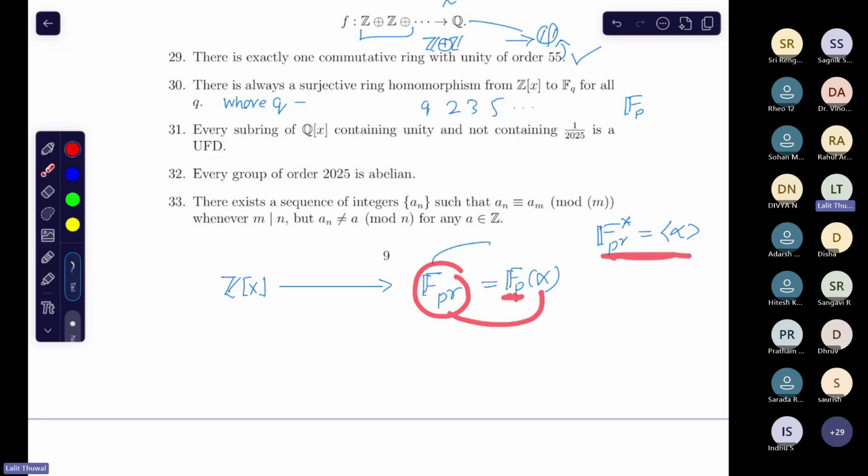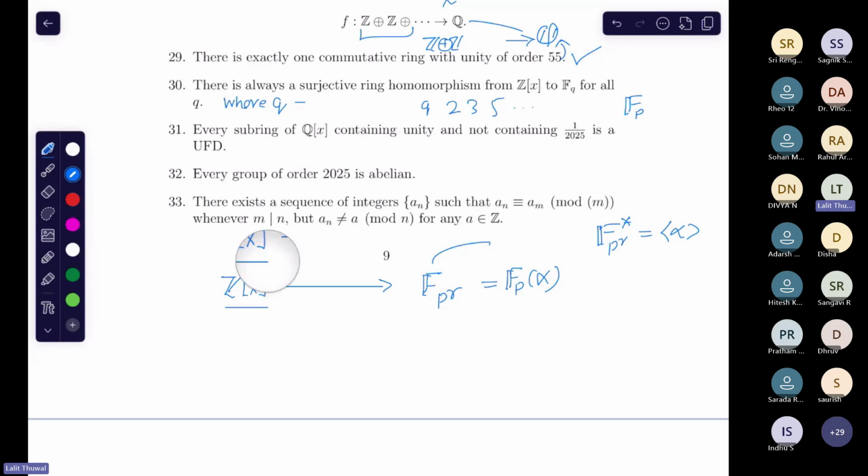So what do you do? The ring homomorphism of Z[x] is determined completely by, can any one of you complete it? Completely determined by the image of x, right? So x goes to alpha. So define this, and it will give you a unique homomorphism from Z[x] to F_p(alpha), which is obviously onto, okay?